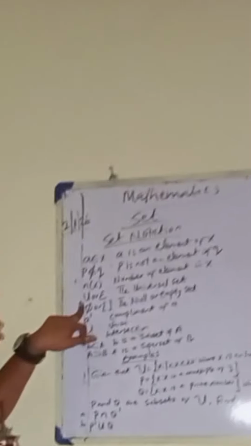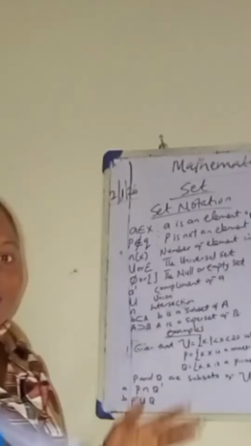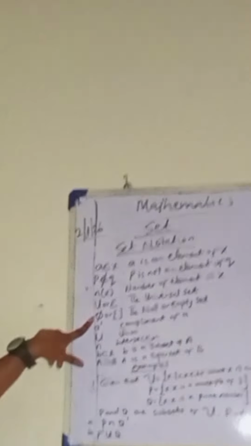Then this represents the universal set. The universal set comprises the sets. Are you getting me? So sometimes you'll be given the universal set, and from that universal set, you have a subset of it, a subset of A, a subset of B, depending. So this represents what? A null or empty set.